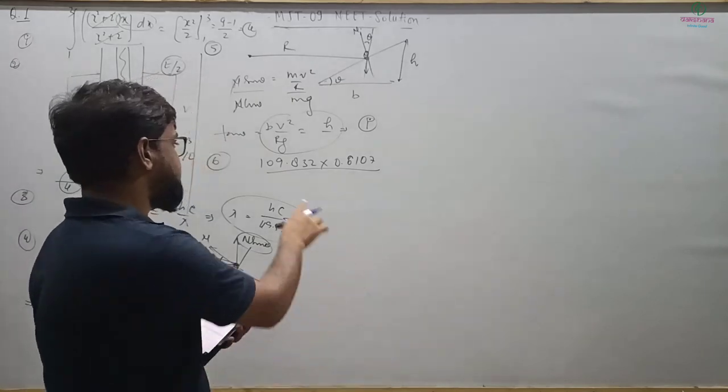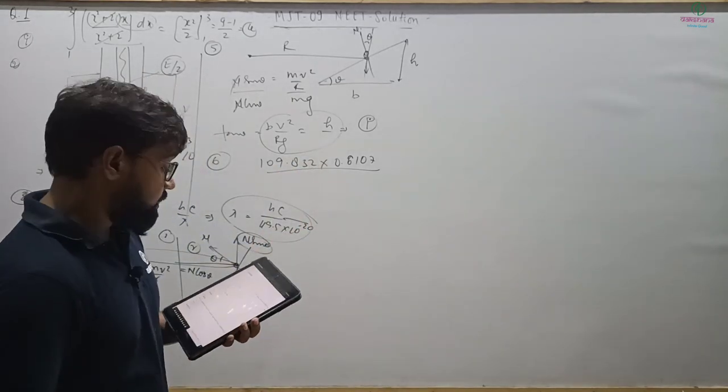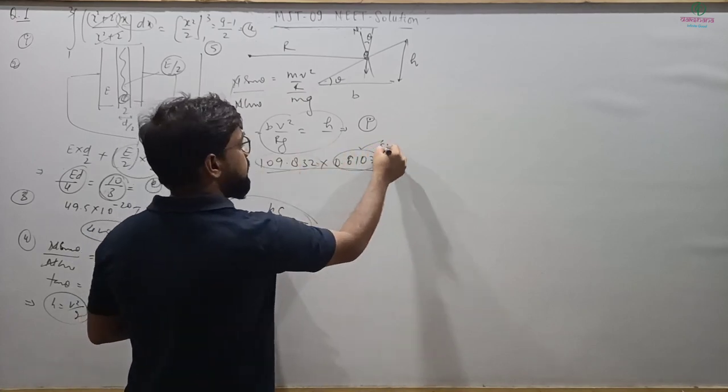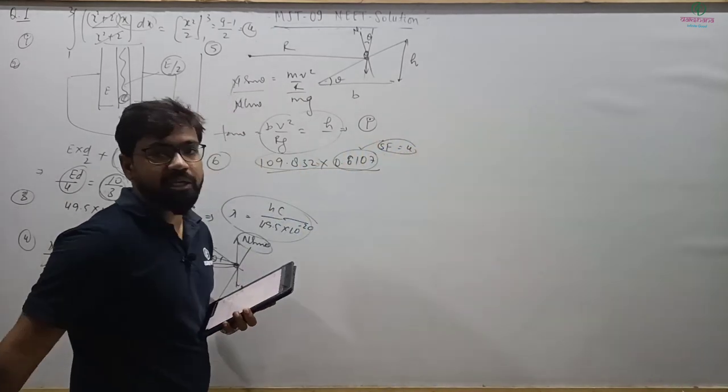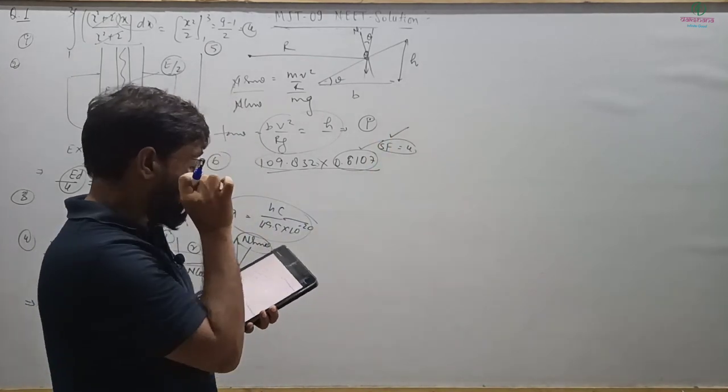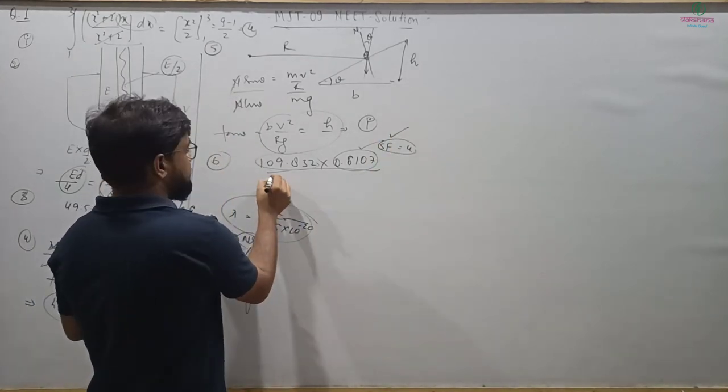67.0467. So definitely the multiplication will be 67 plus something. Now you just need to check, because here the least number of significant figures is 4. So the final answer must have only 4 significant figures, and according to that, you can simply take the answer that will match with option number 3.